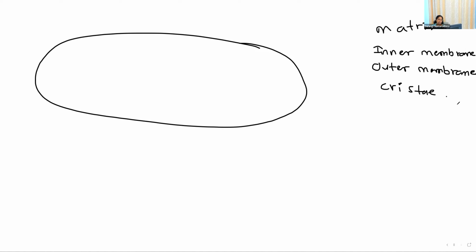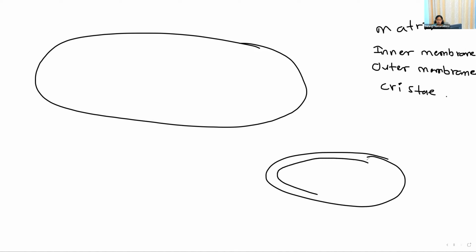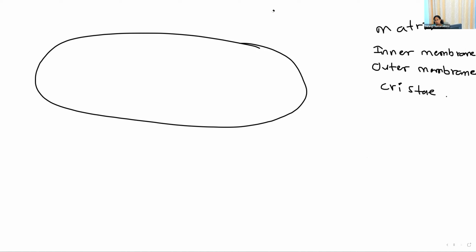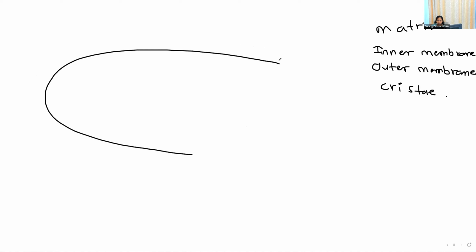Don't draw 3 membranes. Mitochondria has only 2 membranes. Do not draw 3 membranes. We have students doing like this. If you do like that, I don't know what this is, but 1, 2, 3, there are 3 membranes. And then write down the function of the mitochondrion, the main purpose of the mitochondria.